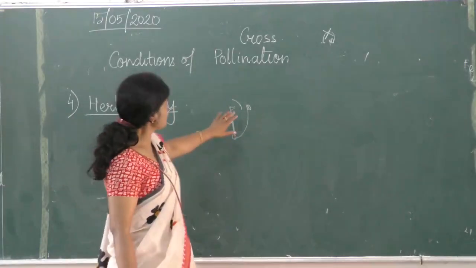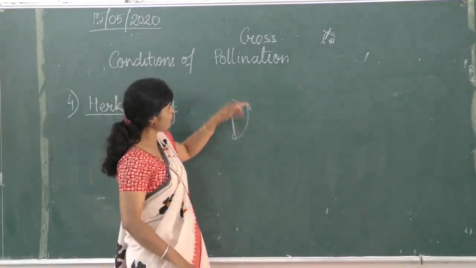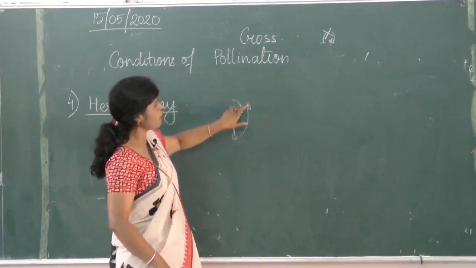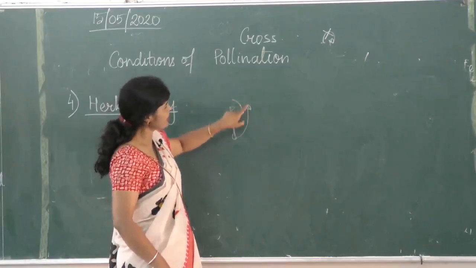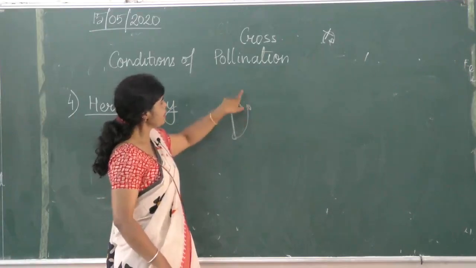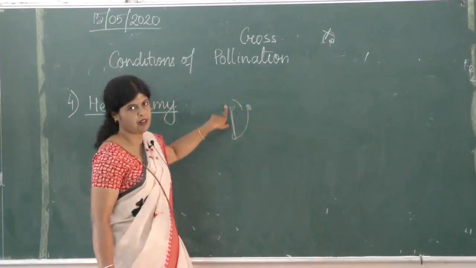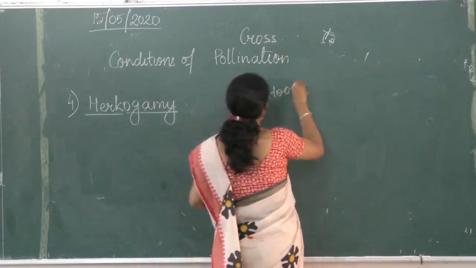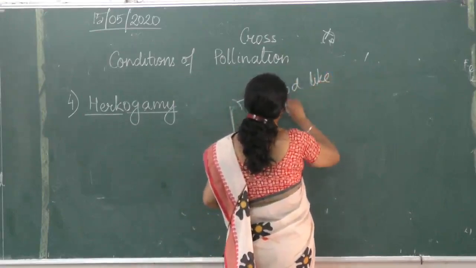Is it clear? So there is a hood-like structure present which stops the transfer of pollen grain from the same flower, from the anther to the stigma of the same flower. Is it clear? So this is a hood-like barrier.